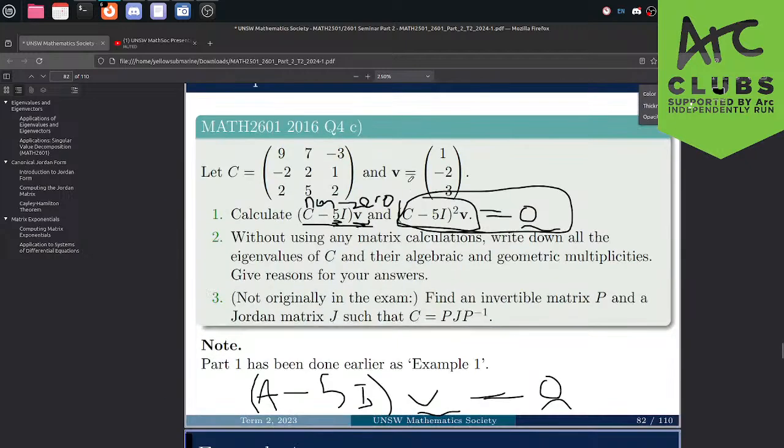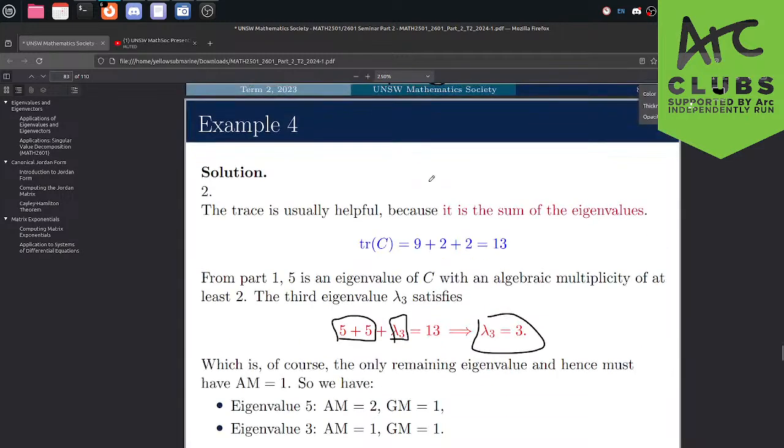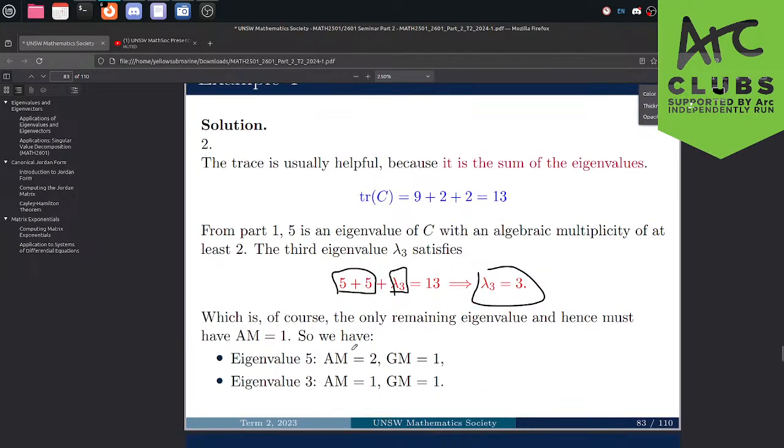Because we've completely filled out the space for a 3 by 3 matrix, we have something that's at least 2 and something that's at least 1, and they have to add to 3. They must be equal to 2 and 1. The algebraic multiplicity here is 2, and the algebraic multiplicity here is 1. The geometric multiplicities are both 1. For 3, it's clear why the geometric multiplicity is 1, because gm is less than or equal to am. For 5, it's not so clear.